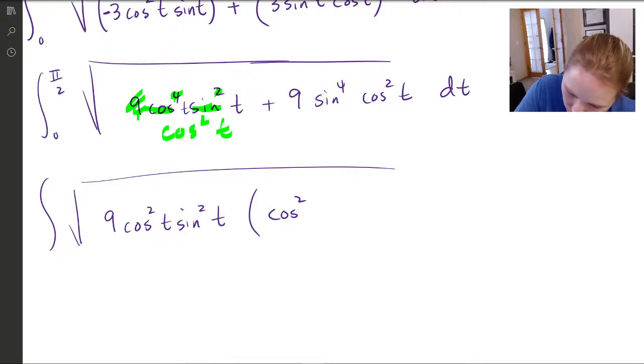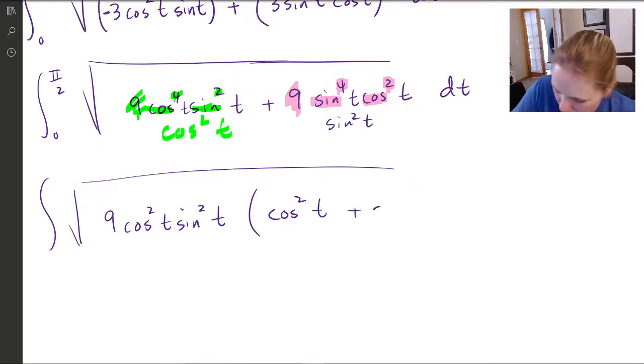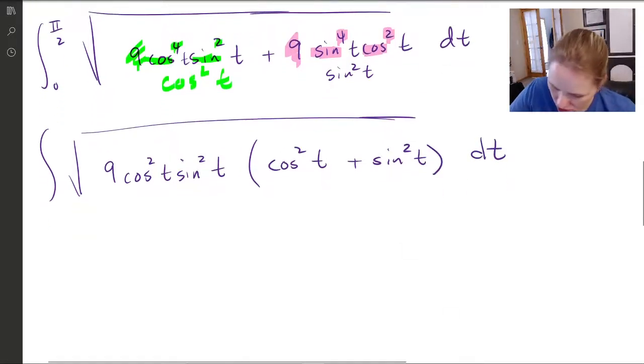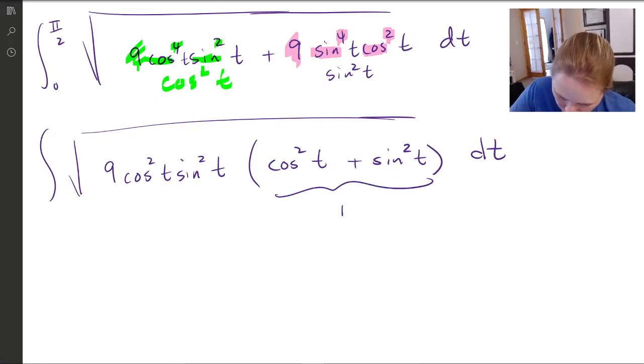And then over here, when I factored out the 9 sine squared cosine squared, I'm left with just sine squared. So I'm going to have cosine squared t plus sine squared t, which we should all be screaming in our mind, oh, that's just 1. There's my Pythagorean identity. So this is just 1. How fancy is that?